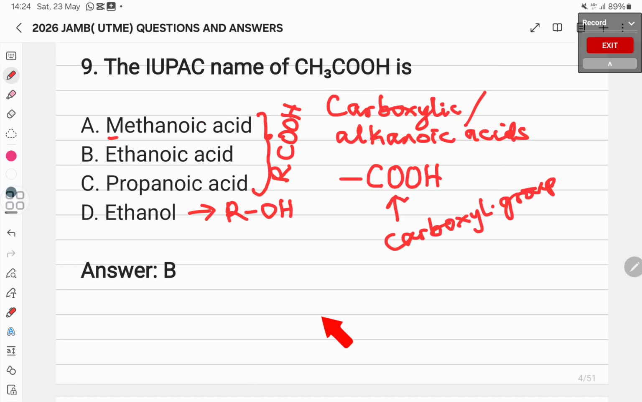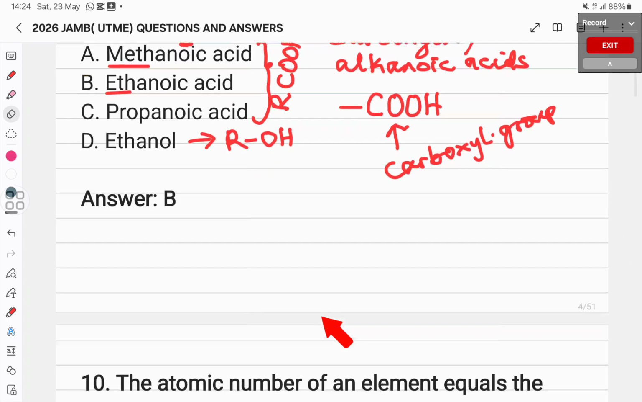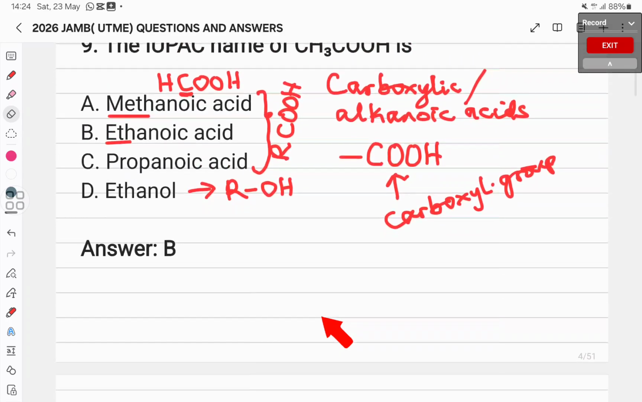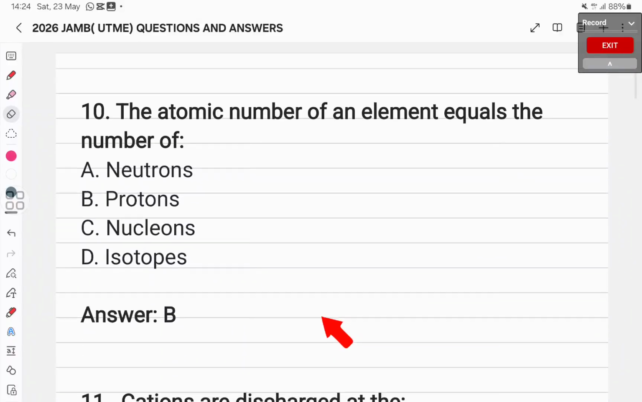Whenever you see meth, it means 1 carbon atom is present. This is HCOOH. There's 1 carbon atom, meth. For ethanoic, there are 2 carbon atoms. So you have CH3COOH. That is what you have in that question. Prop means there are 3 carbon atoms. So the correct name is ethanoic acid. Let's go to question number 10.